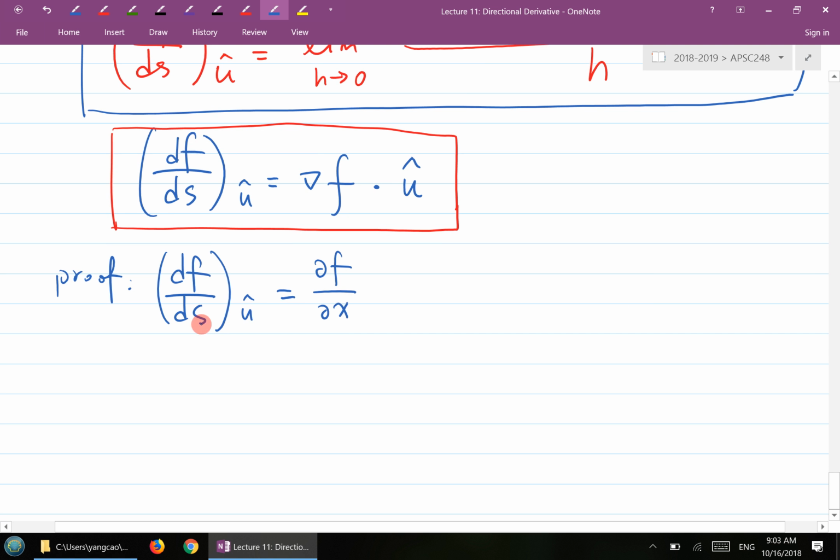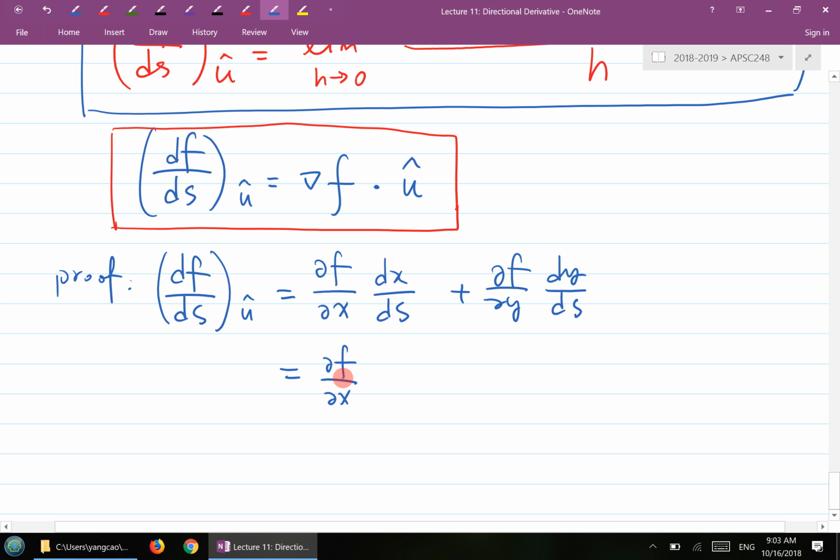So df over ds equals partial f over partial x times dx over ds, plus partial f over partial y times dy over ds. It's the chain rule. Now if you have the function f, then you will be able to calculate the partial derivatives. But we don't have the function f, so we'll keep the partial derivatives here.